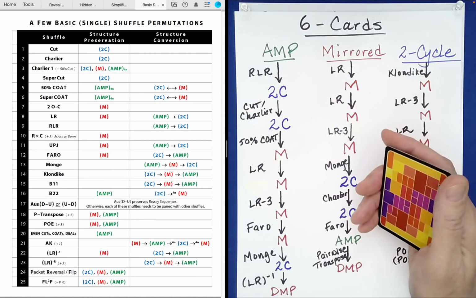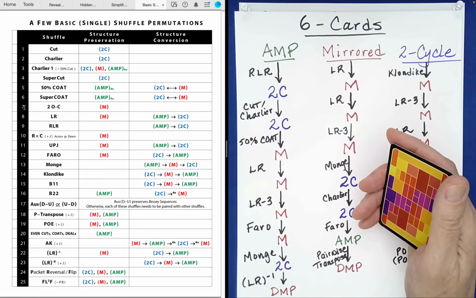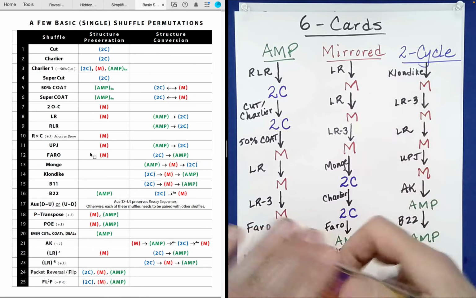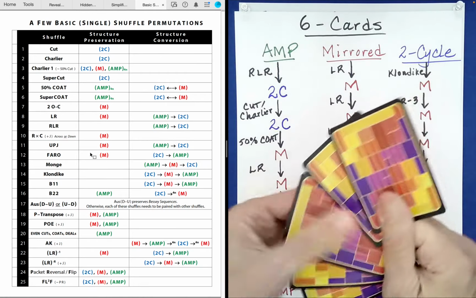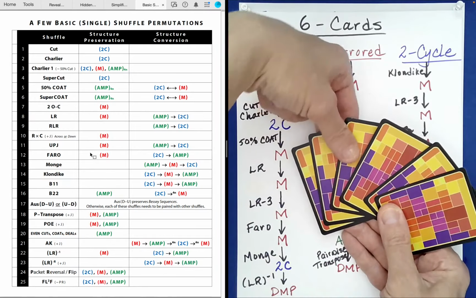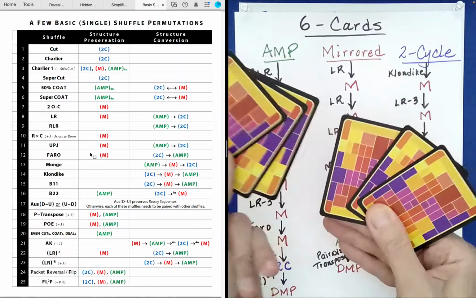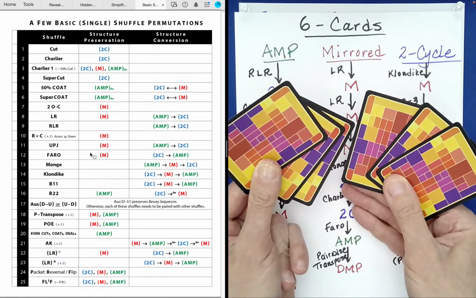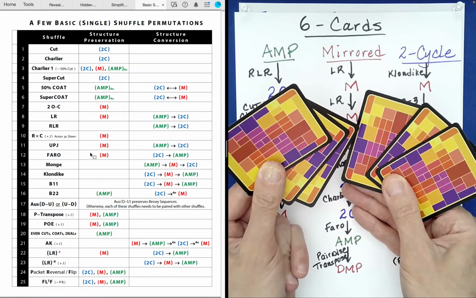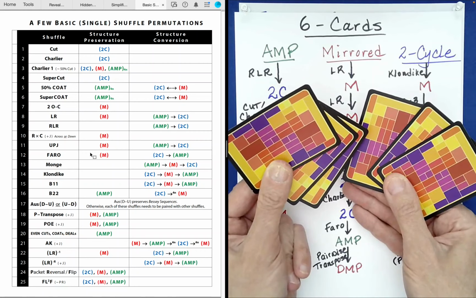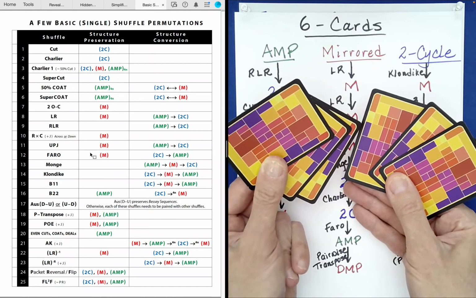Okay, and now if we come over here to the Pharaoh, look up the Pharaoh, it's line 12. This also preserves mirrored structures, the Pharaoh. So how the Pharaoh shuffle works is you have the cards and you split them exactly in half. So I'll take the bottom half here, and then you just perfectly interlace them. Now, depending on how you interlace them, one is technically a Pharaoh in, and the other one's a Pharaoh out. Well, guess what? Both of those preserve mirrored structures, so it actually doesn't matter.